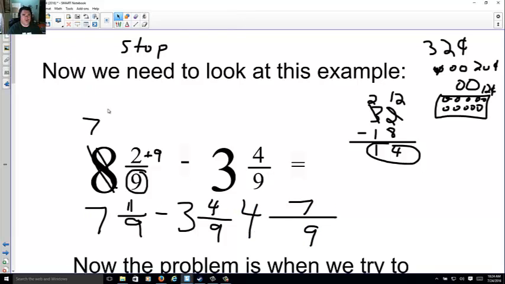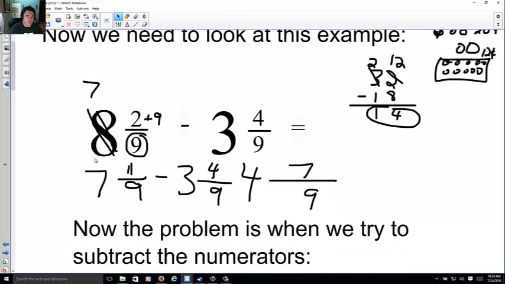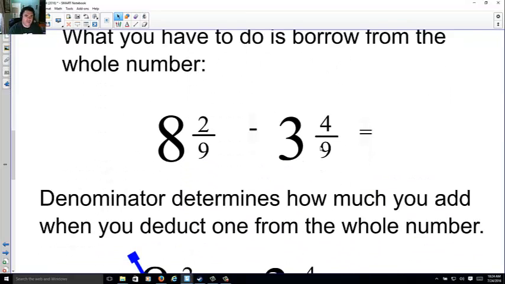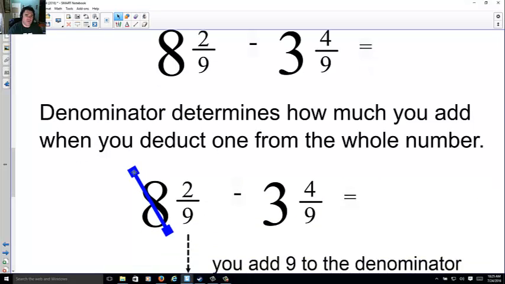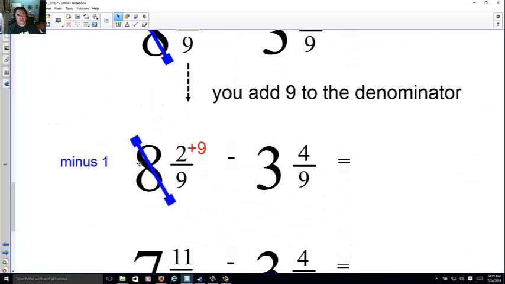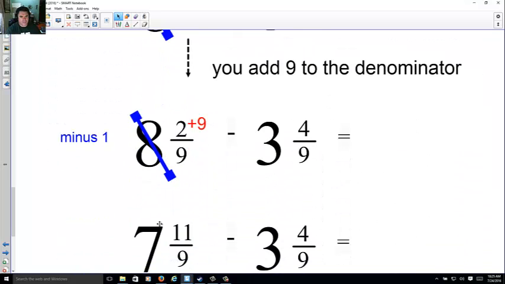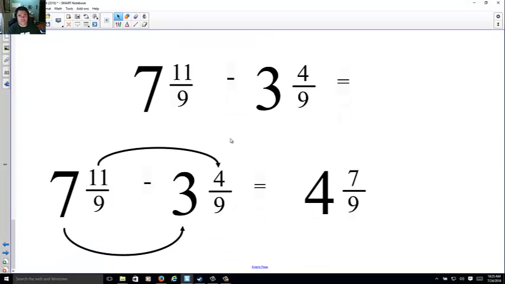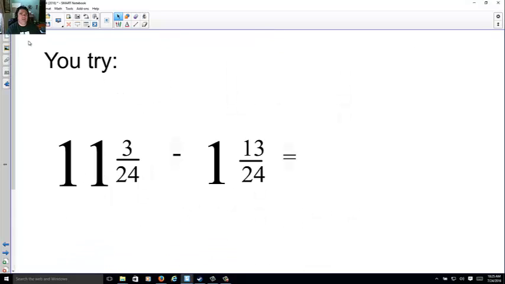Now I'm going to zoom through all what I would have gone slowly through. Notice how I said 2 minus 4 doesn't work. So you have to borrow. So okay, I borrow from the 8. Cash in that 8, turn it into a 7, gets another 9 tokens. 2 plus 9 is 11, then 11 minus 4 is 7, 7 minus 3 is 4. Hopefully it's good. You try, go ahead.